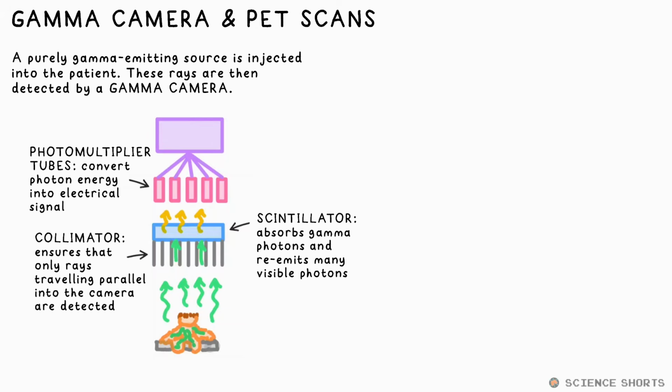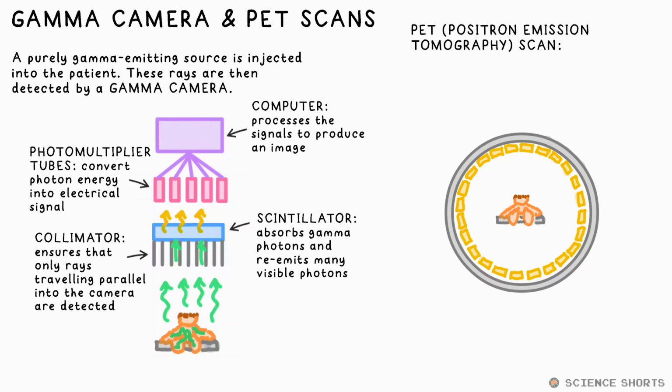Finally, these visible light photons reach the photomultiplier tubes, PMT for short, which convert the photon energy into an electrical pulse, which is then used by a computer. This allows doctors to see where and how blood is flowing and if there are any blockages or internal bleeding, for example.